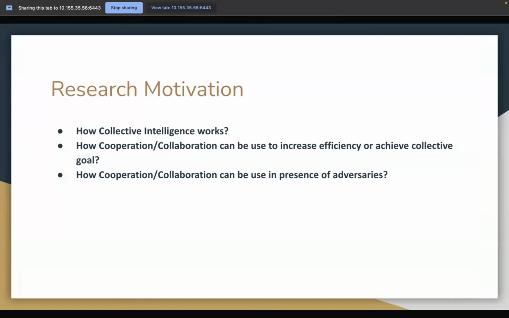My main PhD research is currently focused on multi-agent systems, and a few questions inspired me to start my journey in this research. The first motivation is how collective intelligence works, how a group of different individual intelligent beings can work together collectively. Then, what kind of cooperation and collaboration is possible between those different autonomous intelligent agents, and how the cooperation and collaboration dynamics change in the presence of adversity. These are the three main research motivations that inspired this project and my research.